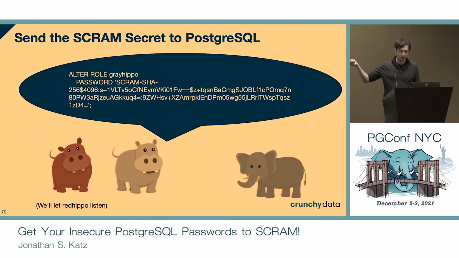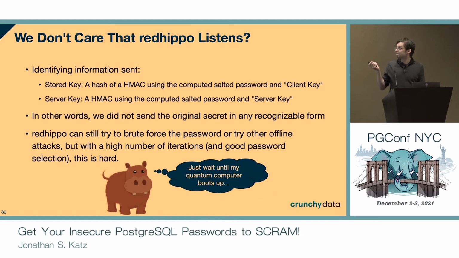You probably still want to send this over TLS. You probably want to put whatever other safeguards you have in place. But even if Red Hippo does get this, we've made Red Hippo's life way harder. Red Hippo can't derive the password as easily as before. Now, at some point, Red Hippo might have access to a quantum computer, but we probably have other problems when that occurs. So we can, as they say, kick the can down the road a little bit.